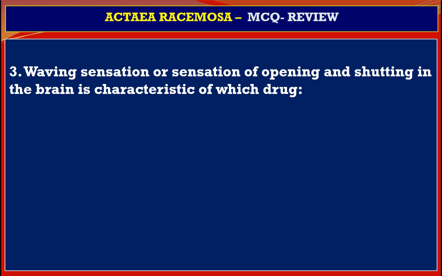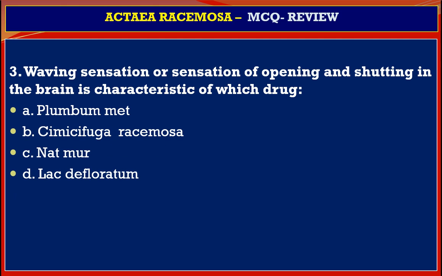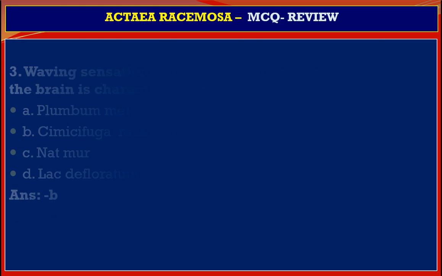MCQ 3 deals with webbing sensation or sensation of opening and shutting in the brain is characteristic of which drug? We have variables Plumbum metallicum, Cimicifuga racemosa, Natrum mur, and fourth is Lac defloratum. Answer is B. Cimicifuga racemosa.